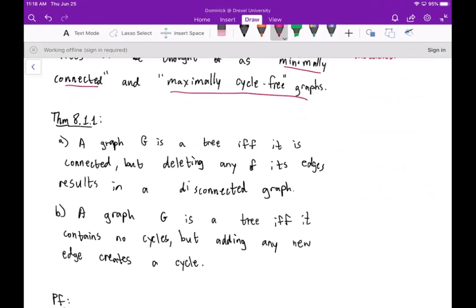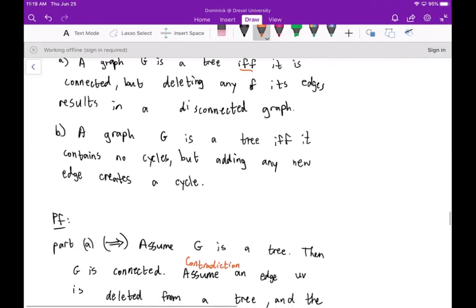Okay, so our first theorem is that a graph G is a tree if and only if it is connected, but deleting any of its edges results in a disconnected graph. Right, and then of course part B, a graph G is a tree if and only if it contains no cycles, but adding any new edge creates a cycle. So that summarizes what we just said.